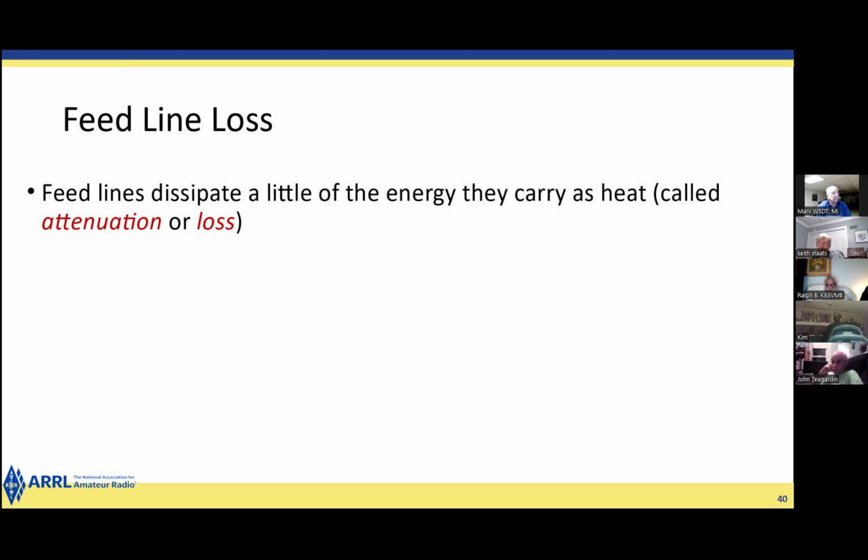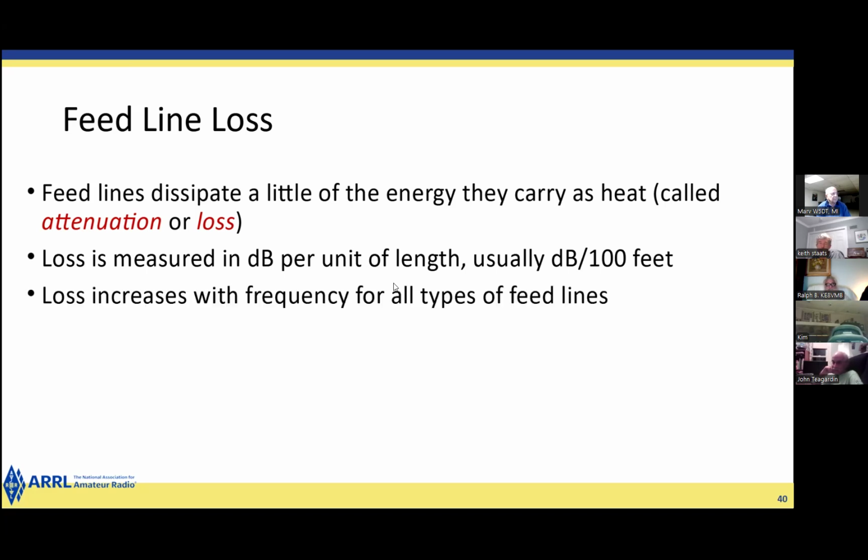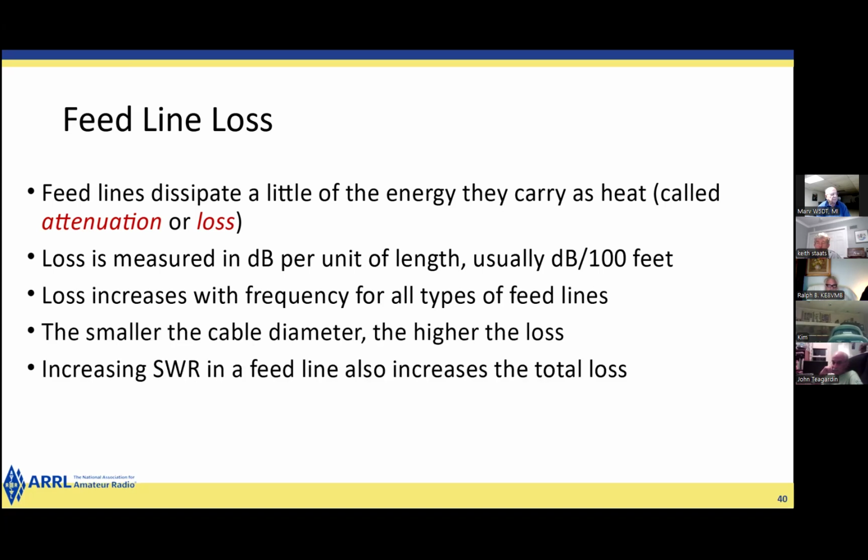Feed lines dissipate a little of the energy they carry as heat, called attenuation or loss. Loss is measured in dB per unit of length, usually dB over 100 feet. Loss increases with frequency for all types of feed lines. The smaller the cable diameter, the higher the loss. So increasing the SWR in a feed line also increases the total loss.